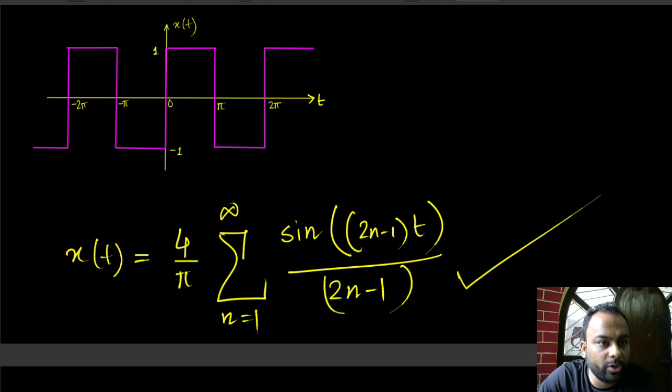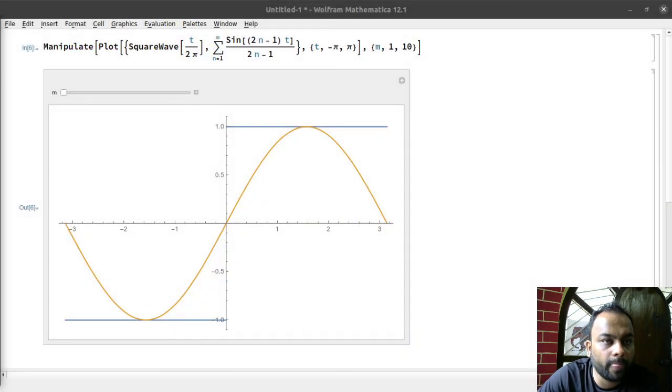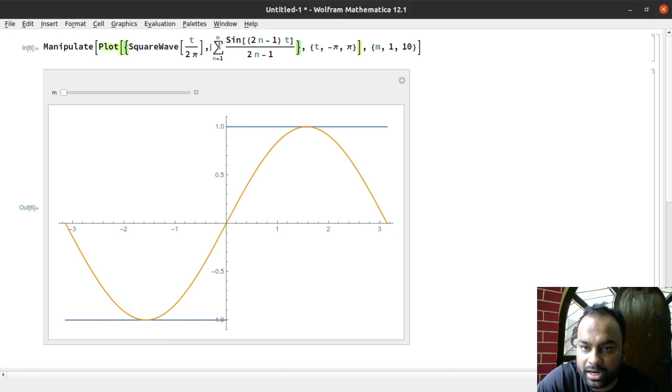Right, so let's jump into our demo. So now we have this expression, the expression that we just did moments ago. We have that expression. Oh, we have to have a 4 by pi.